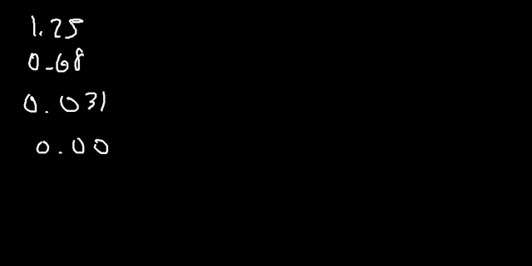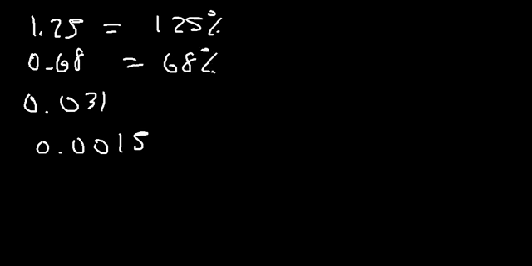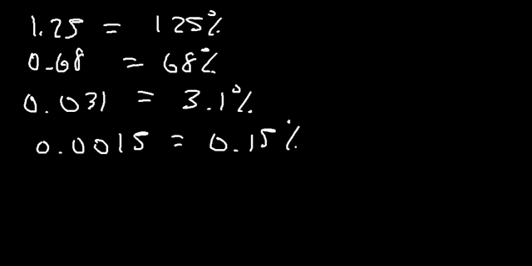So convert these numbers into percentages. Let's say if you have 1.25, 0.68, 0.031, and 0.0015. As a percentage, this is 125%. This is 68%. This is 3.1%. And this is 0.15%. So that's how you can convert a decimal to a percentage. Just move it 2 units to the right.